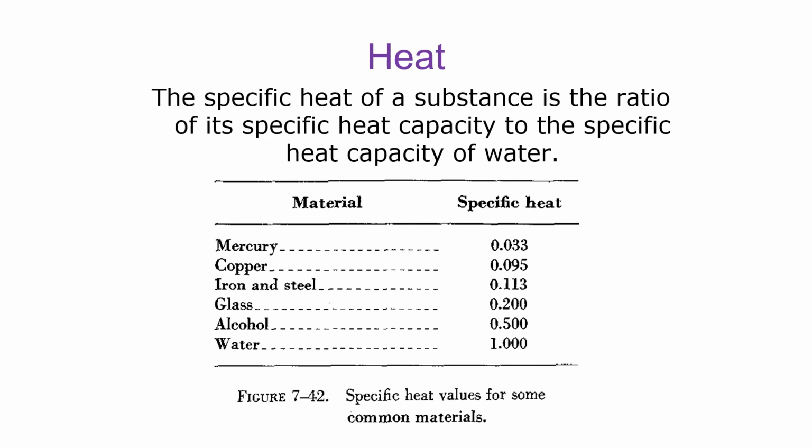The specific heat of a substance is the ratio of its specific heat capacity to the specific heat capacity of water. This table lists the specific heat capacities for some common materials. It is here only to show some examples, and there is no need to copy or memorize them.